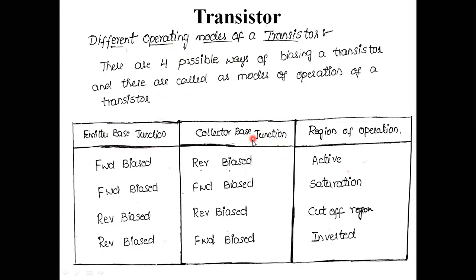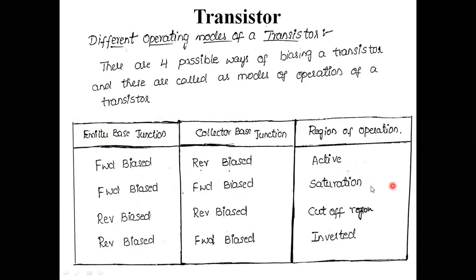When the emitter base junction is forward biased and the collector base junction is reverse biased, that mode of operation is active mode. Its application is that the transistor can be operated as an amplifier. And when the emitter base junction is forward biased as well as the collector base junction is also forward biased, that means both junctions are operated in forward bias condition, then that operating mode is known as saturation region.